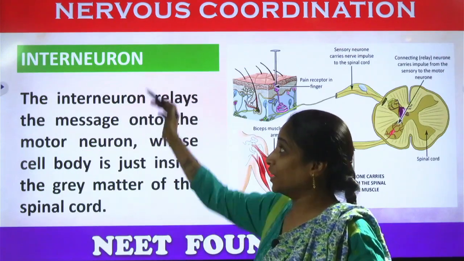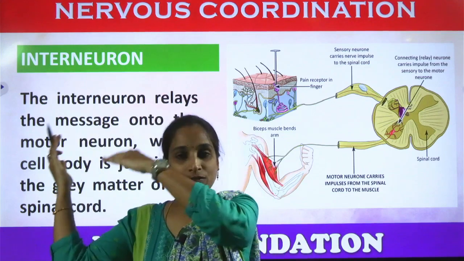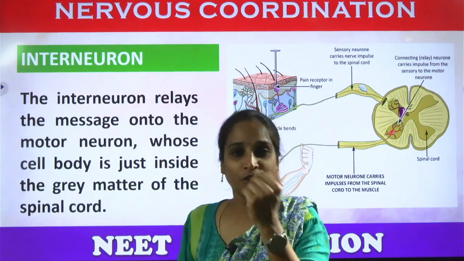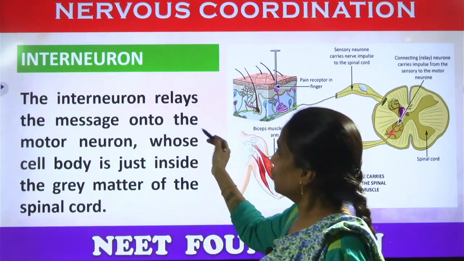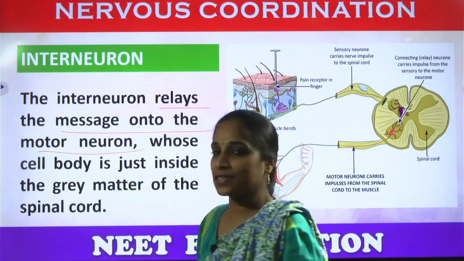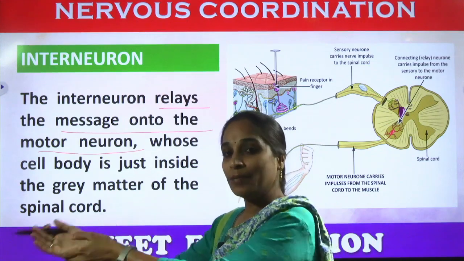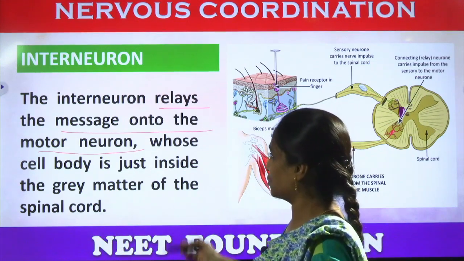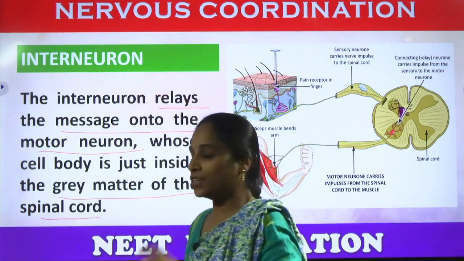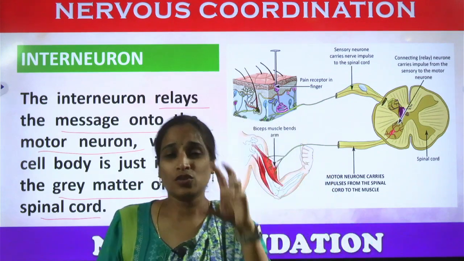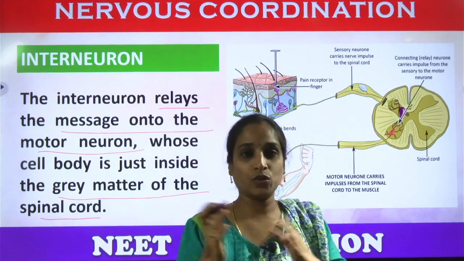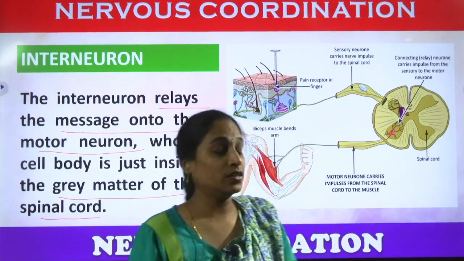Next, what is the function of the interneuron? The sensory neuron receives the message from the sense organ and sends the message to the interneuron. Now what is the duty of the interneuron? The interneuron relays the message onto the motor neuron. Relays, in the sense of receiving and passing. So that is called a relay junction, whose cell body is just inside the grey matter of the spinal cord. Here the grey matter plays a very major role. Within the grey matter we can observe a large number of cell bodies, so that messages can be sent by creating synapses.